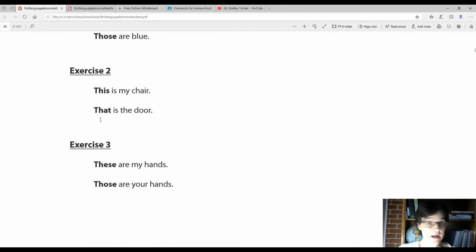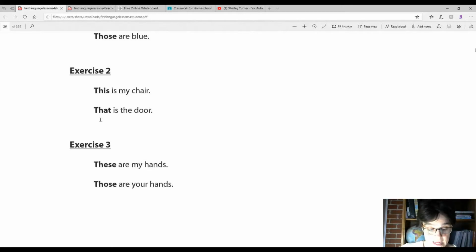All right, so let's look at exercise 2. Now, I'm sitting in a chair. I'm assuming you're probably sitting in a chair too. This is my chair. That is the door. Okay, so if you're on something, you're with something, it's on your person, it's right here with you, we use the pronoun this. That references something that's further over there.